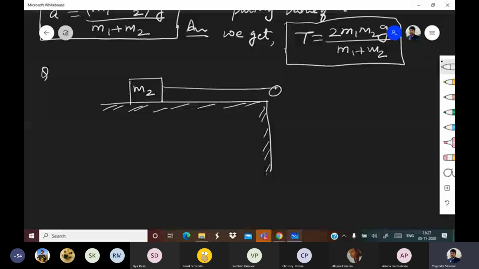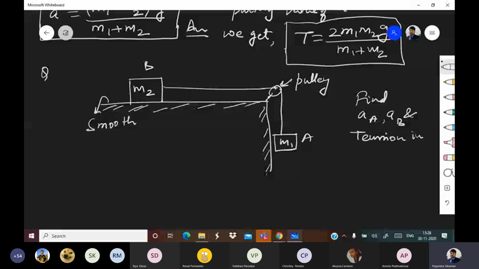This is M1. This is a pulley. Okay. This is smooth. This is A and this is B. Find the acceleration of A and B. Find AA, AB and the tension in the string.